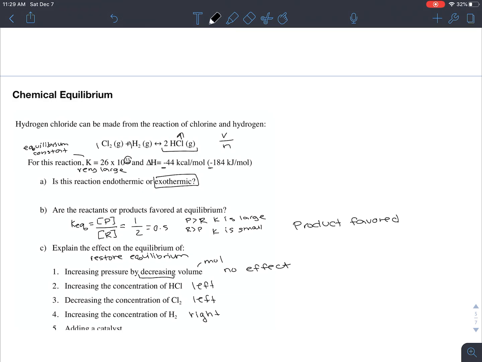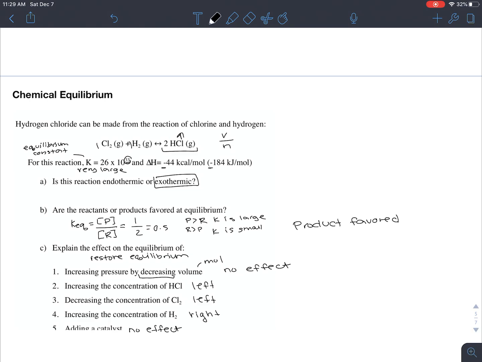Adding a catalyst. A catalyst is awesome. It provides an extra pathway to get to the end result. It makes it go a little bit faster. It gives you a route of 10 minutes to get to school rather than 30. However, it doesn't affect equilibrium. It doesn't affect the constant, the concentrations, nothing. It just helps it go faster. So this would have no effect on the equilibrium.